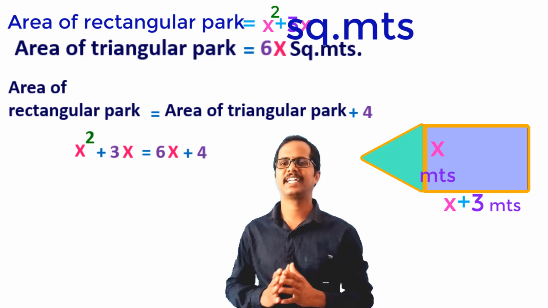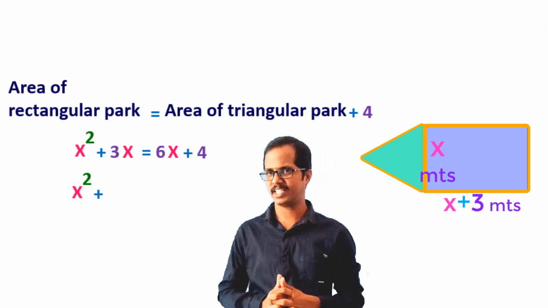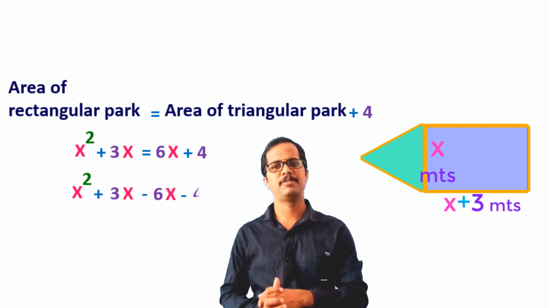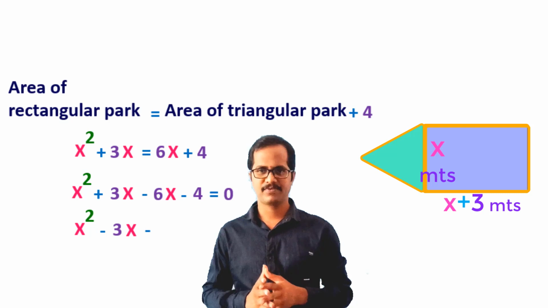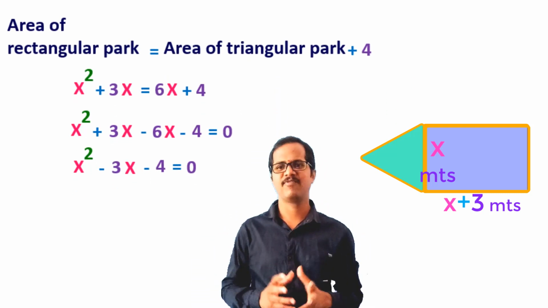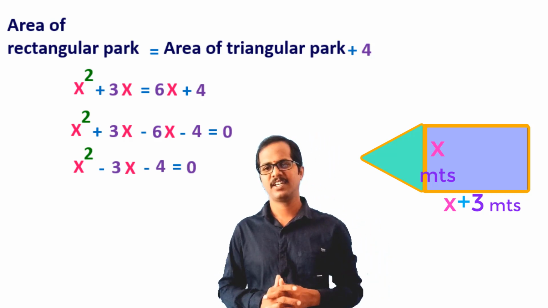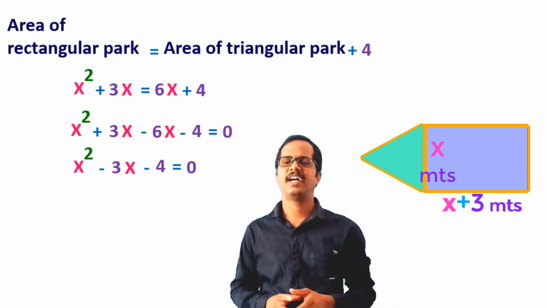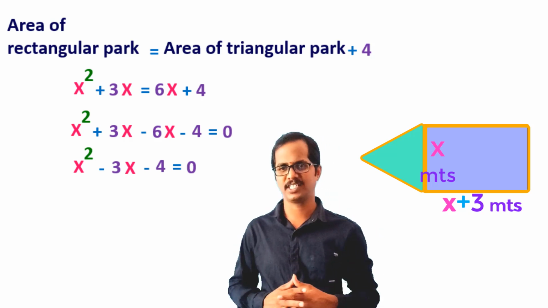And by transposing the right hand side terms to the left hand side, we get x square plus 3x minus 6x minus 4 equals 0. And by simplifying this, we get x square minus 3x minus 4 equals 0. Now we get a quadratic equation in variable x. To find the solutions of this quadratic equation, we can use the factorization method, completing the square method, or the quadratic formula. So let us use the quadratic formula here to find the solutions.